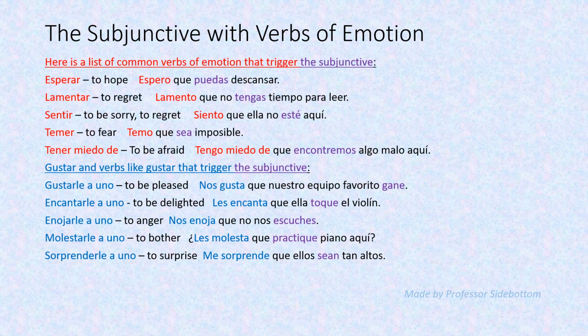And then we have the gustar and verbs like gustar that trigger the subjunctive. Gustarle a uno, encantarle a uno, enojarle a uno, molestarle a uno, and sorprenderle a uno. And here are the examples. Nos gusta que nuestro equipo favorito gane. We like that our favorite team wins. Or we are pleased that our favorite team wins.